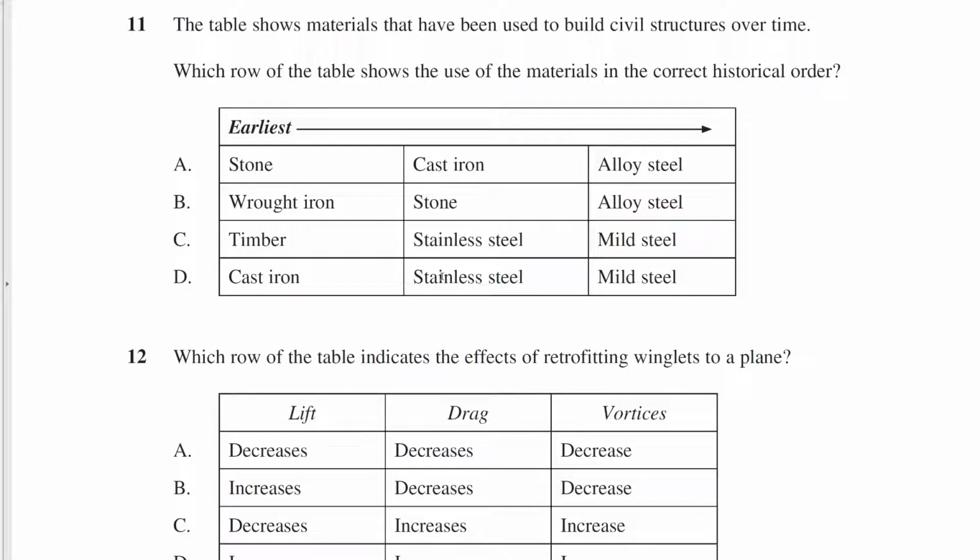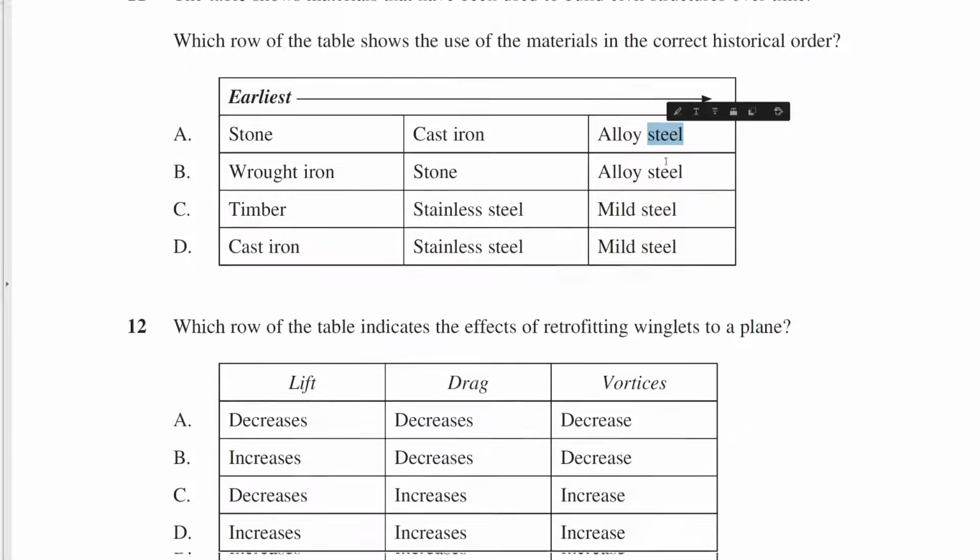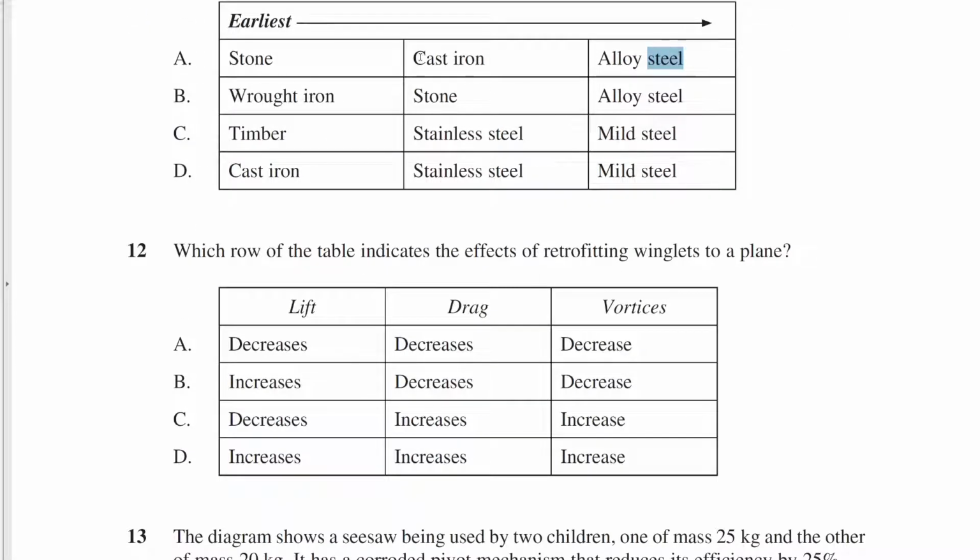Okay, the table shows the order that these things have been used: stone, cast iron, alloy steel. Seems totally reasonable. Let's move on. I would say cast iron was first used. It's one of the things that kicked off the first industrial revolution. Abraham Darby building Iron Bridge in Coalbrookdale is one of the first civil applications of cast iron. Alloy steels weren't used until several hundred years later. But I can see that and I can move on.